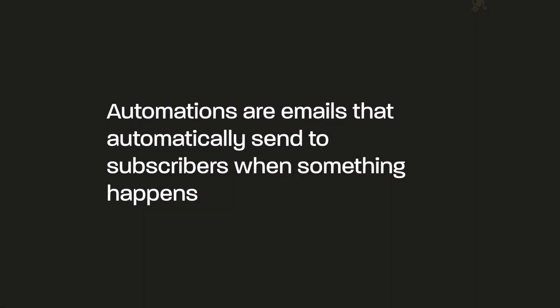An automation is simply an email that automatically, or automagically, sends to subscribers when something happens. A great and simple example of an automation is a welcome email that you get when you join somebody's newsletter, or one that you've got running for your own newsletter.